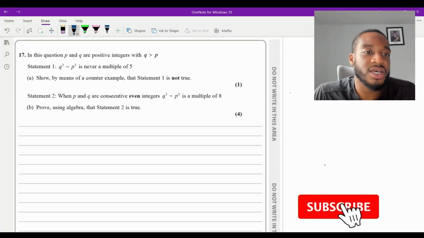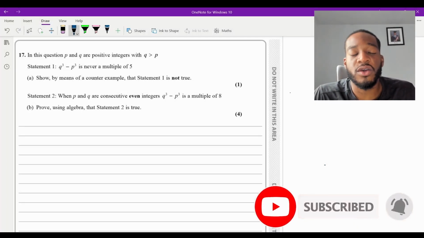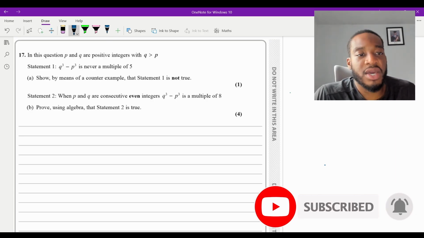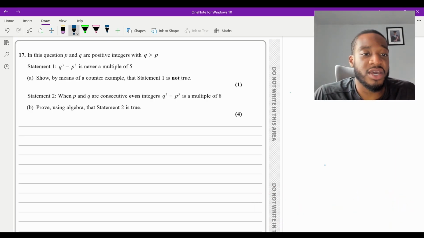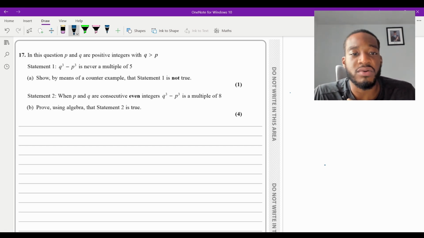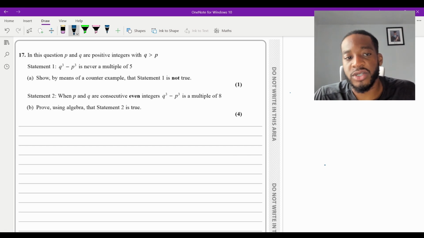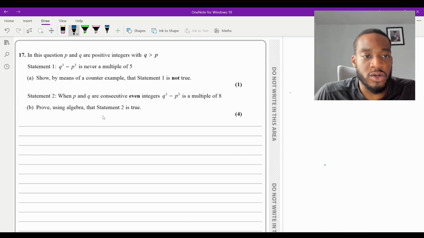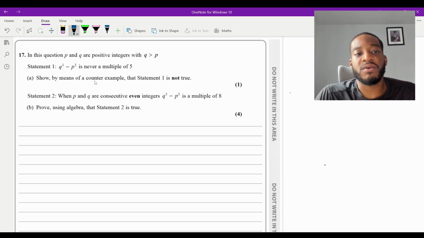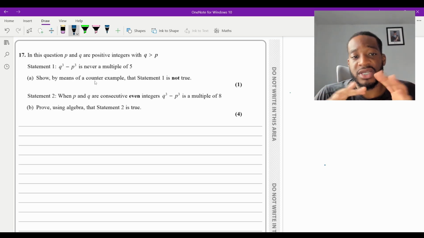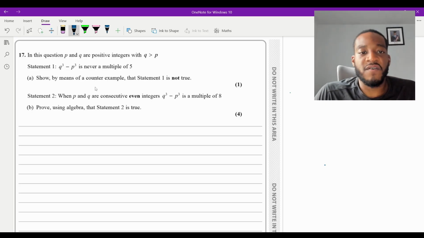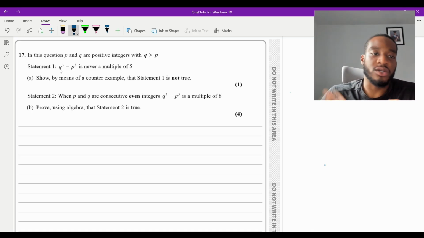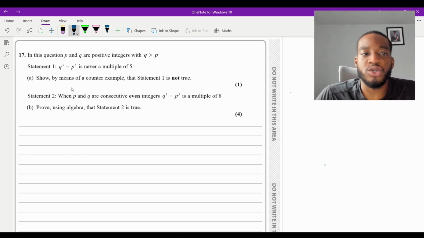Okay, question 17 says, in this question, p and q are positive integers with q greater than p. Statement 1, q cubed minus p cubed is never a multiple of 5. Part A says show by means of a counterexample that statement 1 is not true for 1 mark. Okay, so we just need to find an example that contradicts this statement here. So we've got two cube numbers, and apparently when we take the difference between them, it's never a multiple of 5. Well, if you want to prove that's not true, what I would think to use is a guessing game. It's only 1 mark. You can just try anything, but you may as well choose multiples of 5.